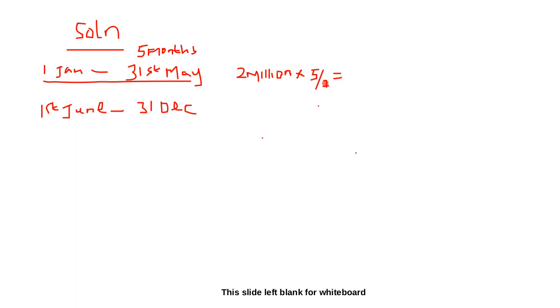What will that give us? Two million times five, what does that give us? How many shares? So that should give us, if you multiply this, 833 shares between that period.